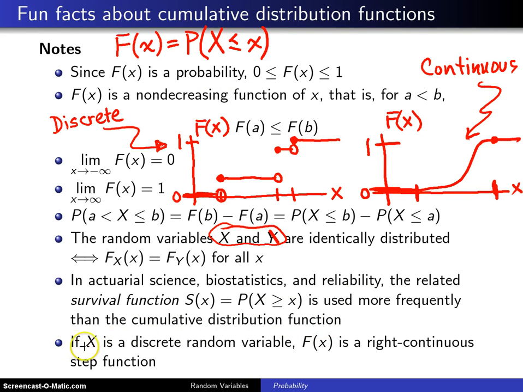Finally, the last point here is if X is a discrete random variable, then F(x) is a right continuous step function, and that's what we have right here in our sort of generic cumulative distribution function for a discrete random variable.